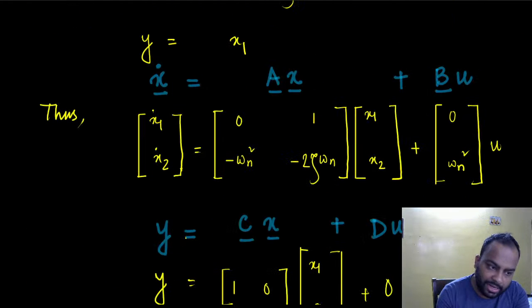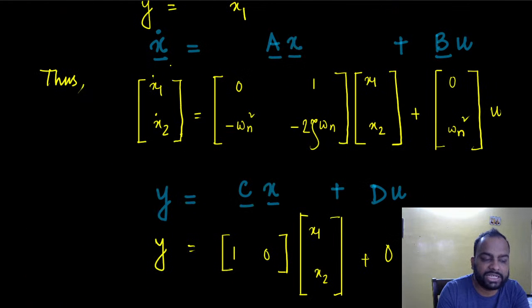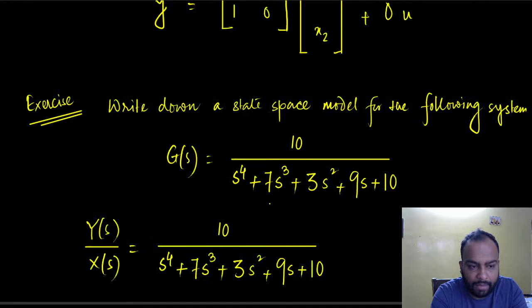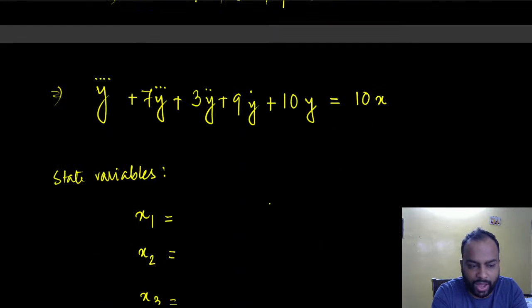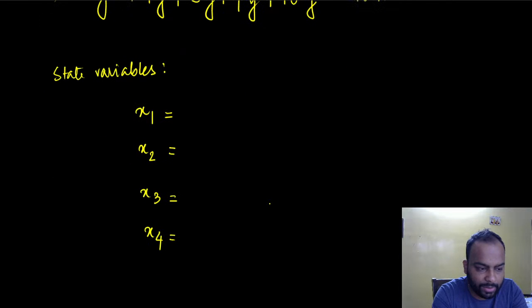Okay, but nevertheless the system representation will always look like this: x dot equal to Ax plus Bu and y equal to Cx plus Du. The representation will always look the same. But the exact values of these matrices A, B, C, D will be different based on our assumptions, how we declared our state variables.